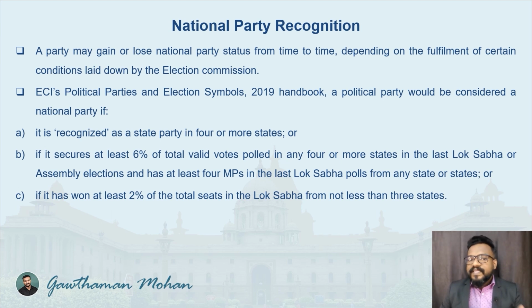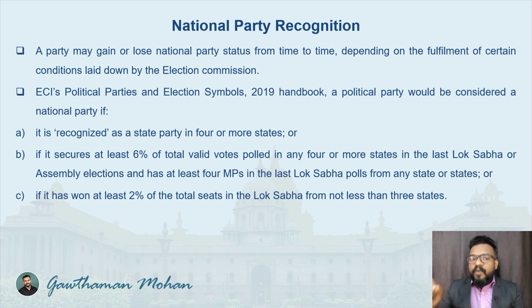nation. Or we can say that a party which is having its own sphere of influence in the nation or in the majority of parts in a particular country. So in simple words, we can define the national party like this, but it is not the proper definition. The proper definition lies with the criteria laid down by the Election Commission of India.